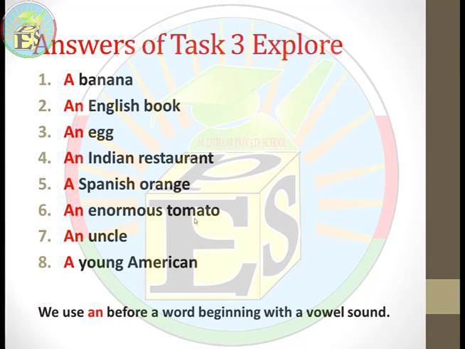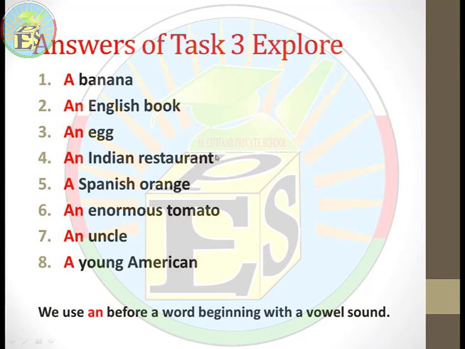Alright, so here we have the answers from 1 till 8. So the first one is a banana, an English book, an egg, an Indian restaurant, a Spanish orange, an enormous tomato, an uncle, a young American. Focus on the examples that include the article an. Look at the letters that these nouns start with: U, E, I, E, and E, and we said that these are the vowels.